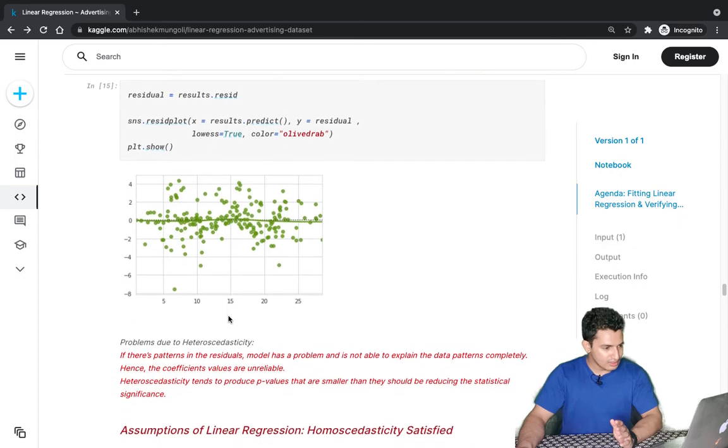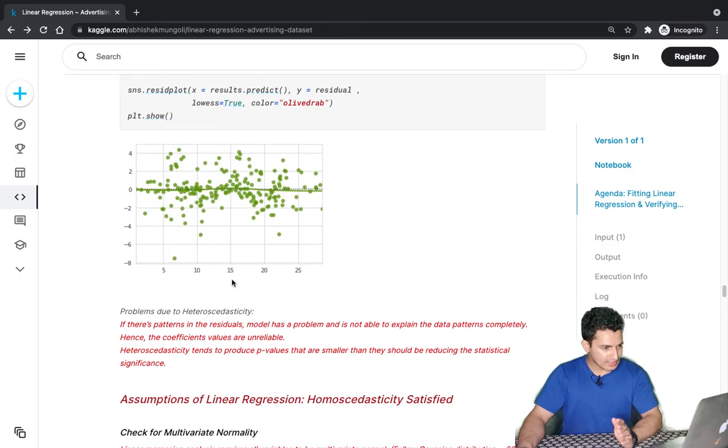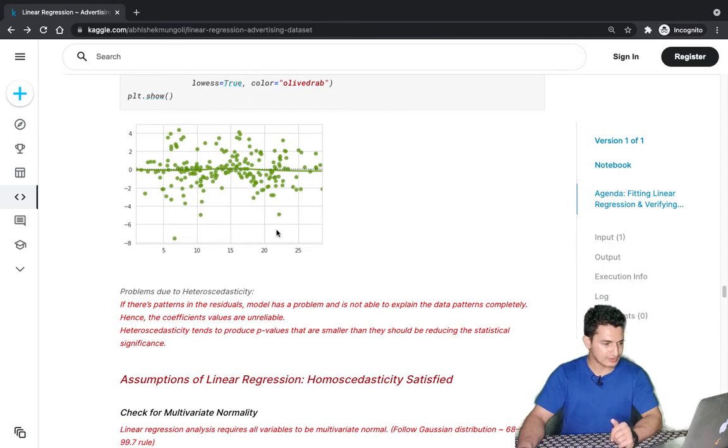So homoscedasticity is also satisfied. And what are the problems if that was not? In case of heteroscedasticity, it can happen that the coefficients obtained are not significant, but in our case that won't be, because homoscedasticity is satisfied.